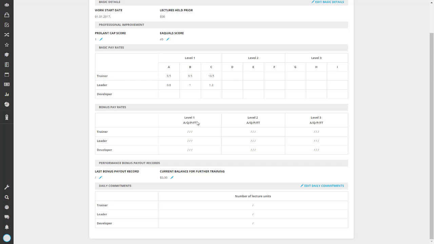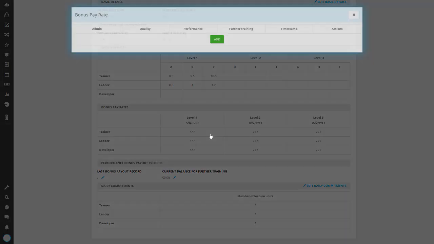Finally, we need to set up our bonus pay rates. These are rewarded for each lesson for reaching specific targets. If we click on level 1 trainer bonus rates, we will see several categories: admin, quality, performance, and further training. And once again, we have a timestamp, meaning that these can change over time. I will now go ahead and add one set.